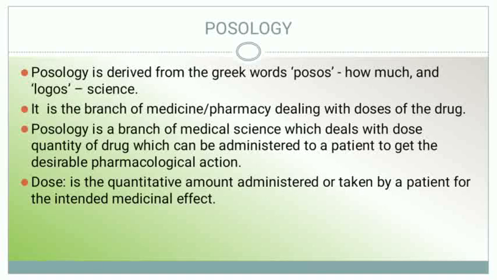Remember students, the dose has to be taken in the therapeutic range, because if the range is exceeded, then it may show a toxic effect, and if the dose is taken less than the required therapeutic dose, then it is not going to produce any effect. Therefore, a proper therapeutic dose is required in order to get the required pharmacological action.